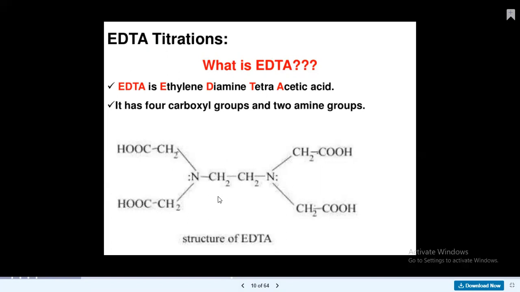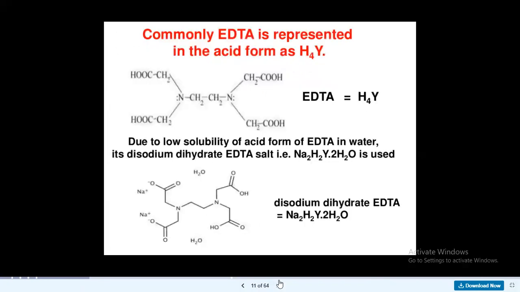As you observe, four carboxylic groups are there, so it has four replaceable hydrogen atoms present here. And the two nitrogens also contain a lone pair, present in the structure of EDTA. So it is a hexadentate. It can donate the lone pairs of electrons present here, 1, 2, 3, 4, 5, and 6. So it is also called the hexadentate ligand.